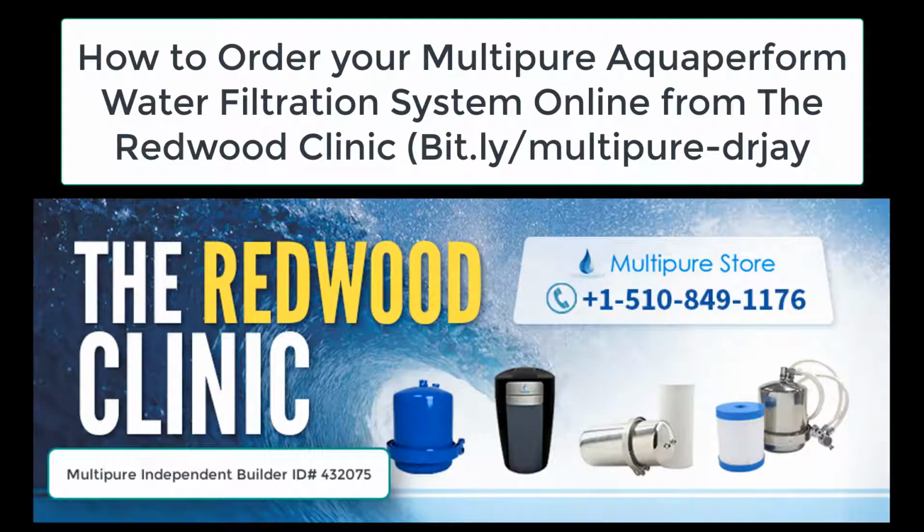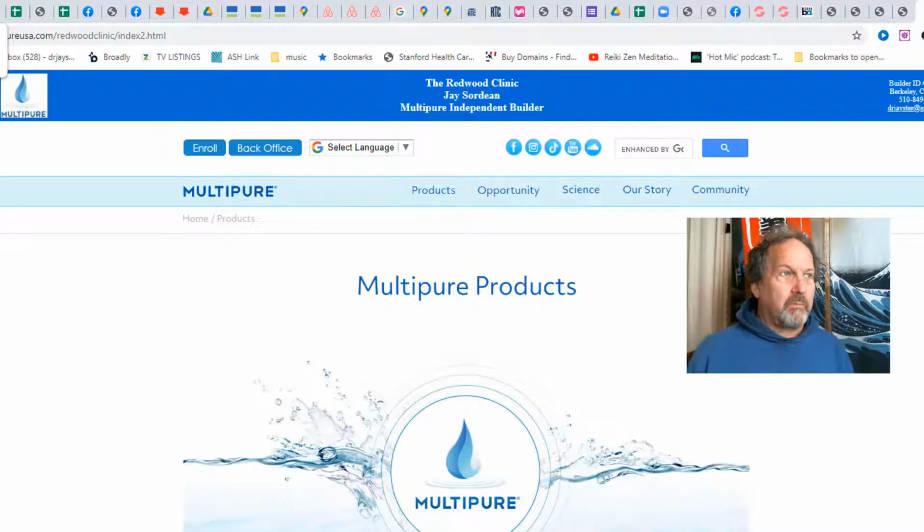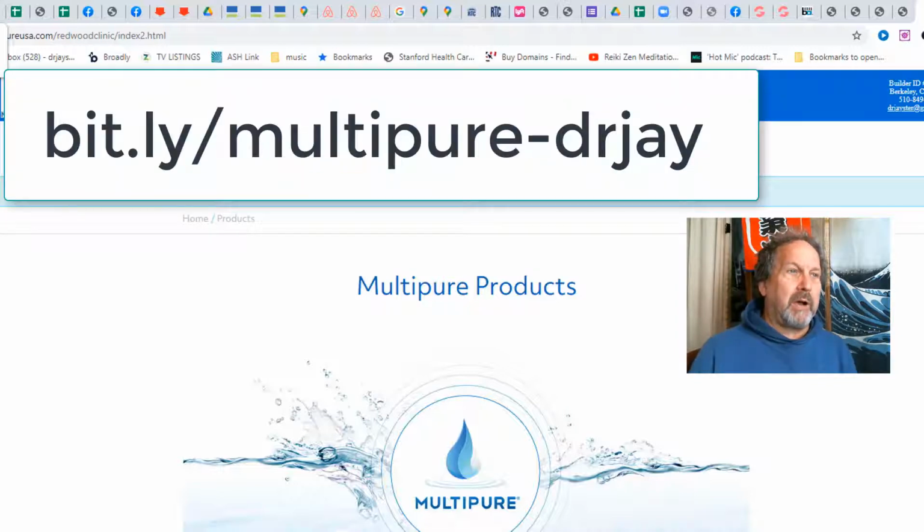Let's say you're ready to buy your Multipure system. Well, first of all, you go to bit.ly/multipure-drj. I've written that on here, so that's how you go. You go there to bit.ly/multipure-drj, and then this screen will appear.